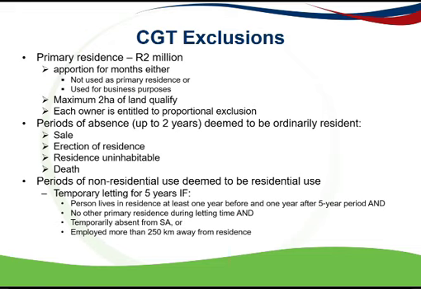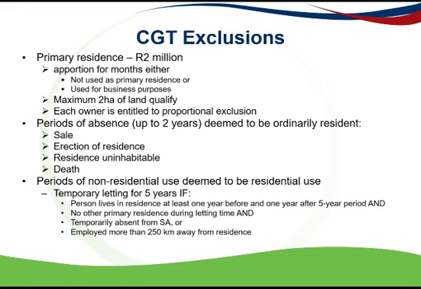The same as if you are busy erecting a new residence and you're not staying in it, up to 2 years, it will still be counted as part of the primary residence. Where the residence is uninhabitable, perhaps there's a fire and people can't live in it for 5 months, that will be ignored for the purposes of the exclusion. And then also where the individual dies, anything up to 2 years. We'll work through an example so that you can see how this works. And then there's also periods of non-residence that will be deemed to be residential use.